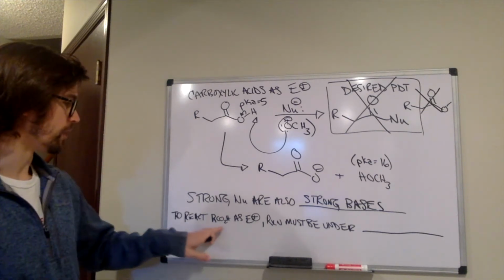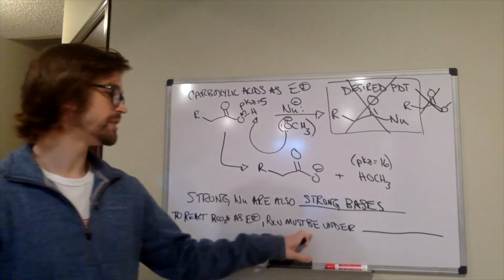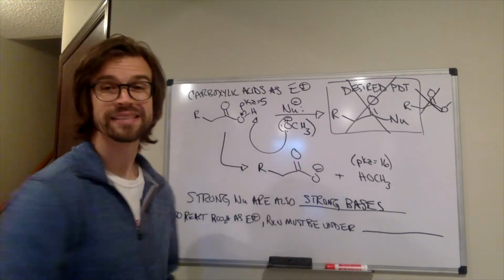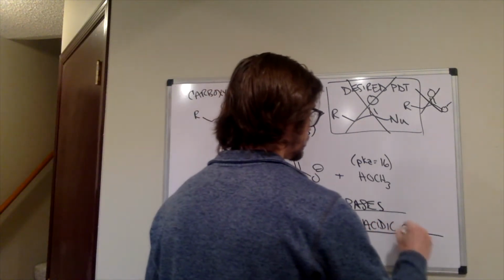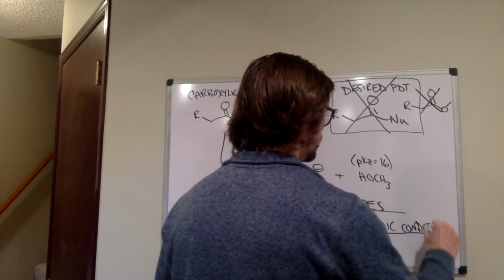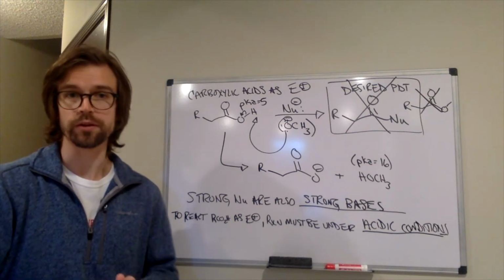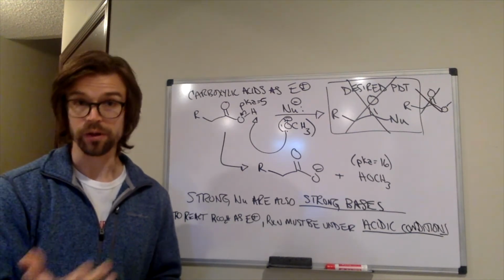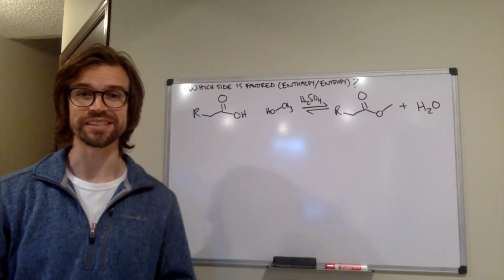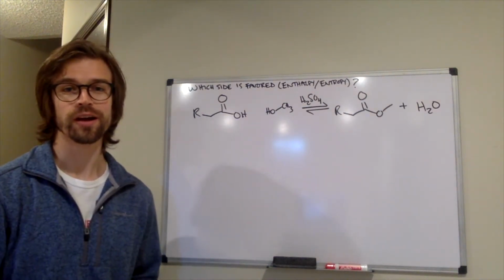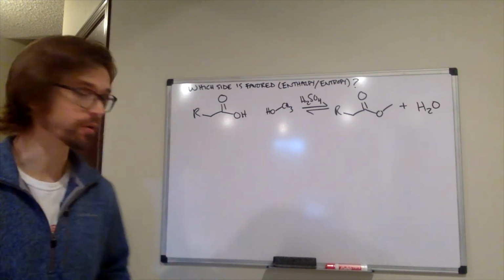Well, to react a carboxylic acid as an electrophile, the reaction must not be under basic conditions, we're going to do it under acidic conditions. So there's going to be some strong acid in solution with our nucleophile. We're going to see that in a moment. So we just said we had to be under acidic conditions, not basic conditions, for a carboxylic acid to react as an electrophile. So that's what we have here.